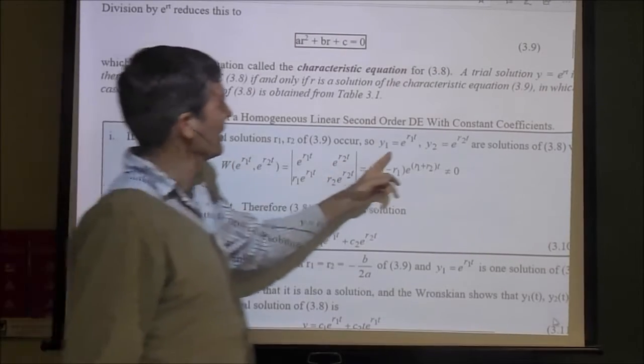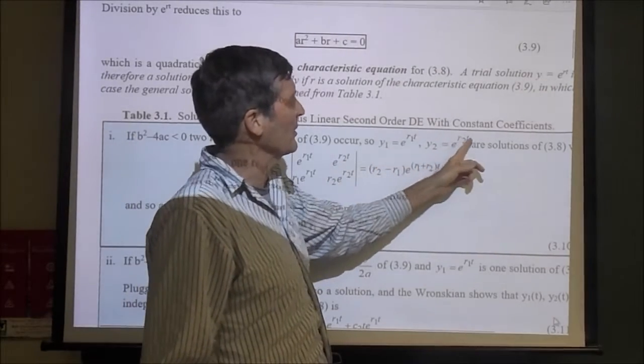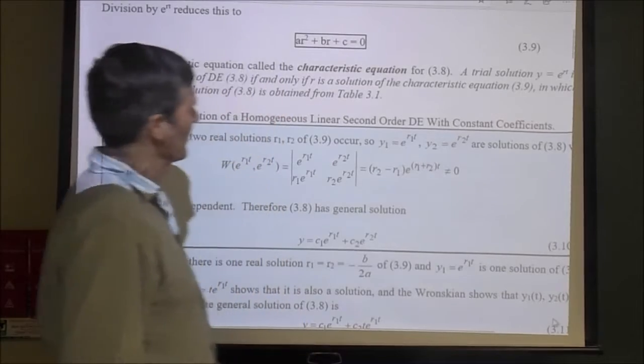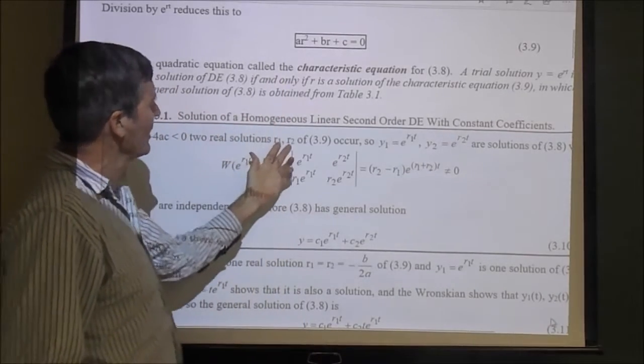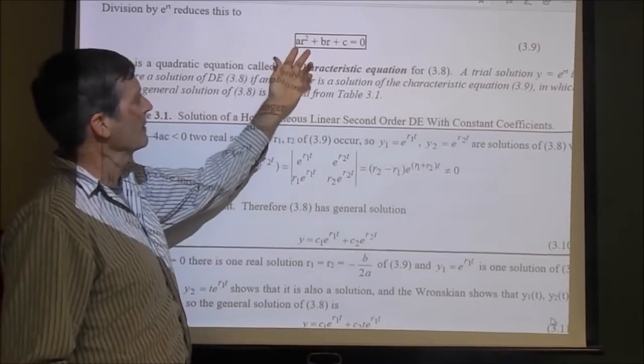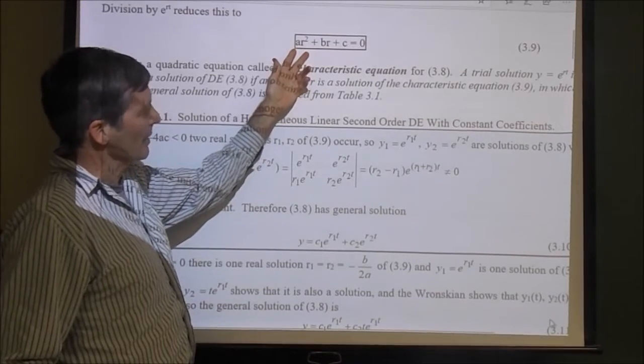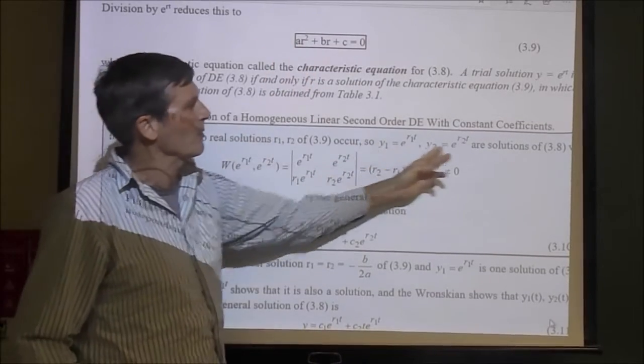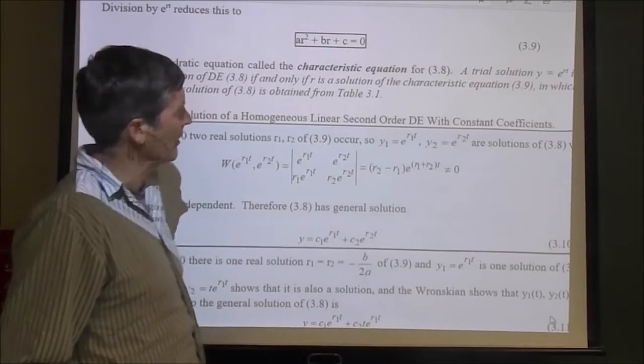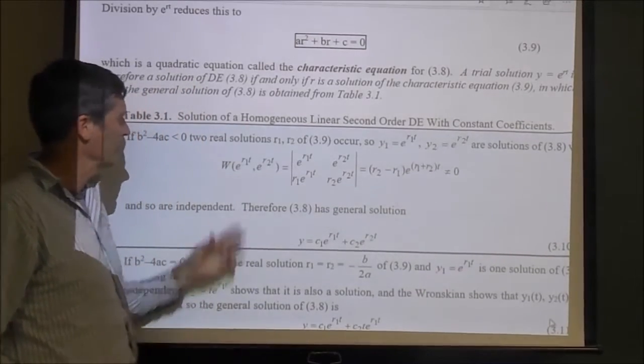And so e to the R1t and e to the R2t are solutions of the differential equation, right? If R1 and R2 are solutions of this quadratic equation, we said the corresponding solutions are e to the R1 and R2 times t.